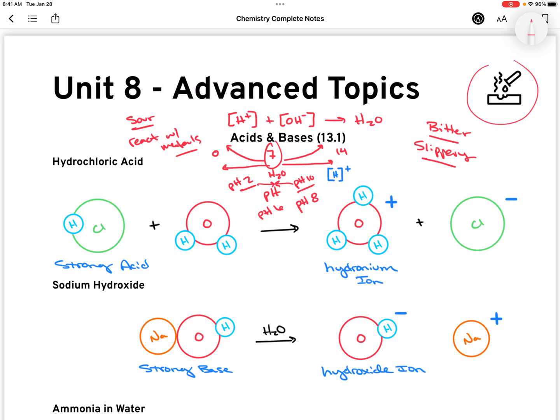They will neutralize each other and work out to be something like 7 or 8. Okay? It's going to be somewhere in that range. So acids and bases interact with each other to form water, and specifically salts.